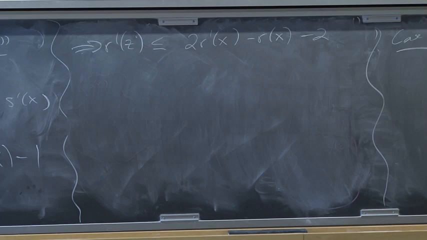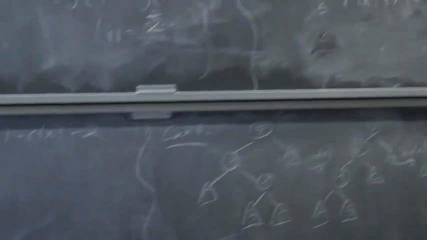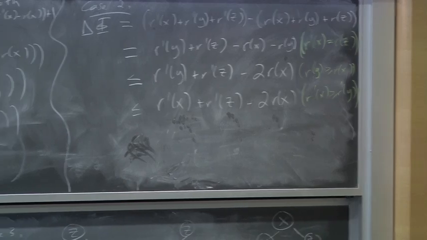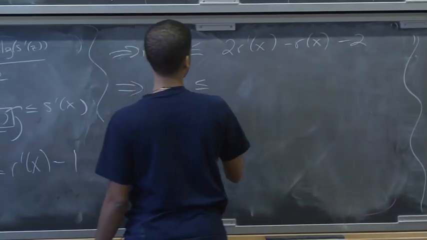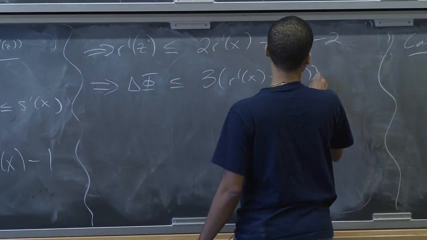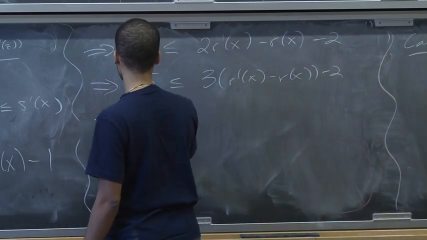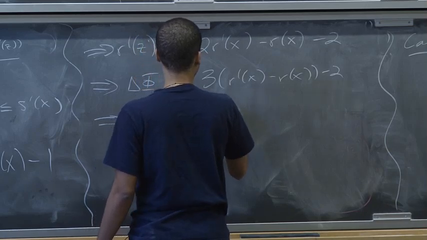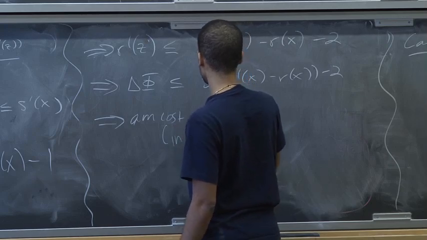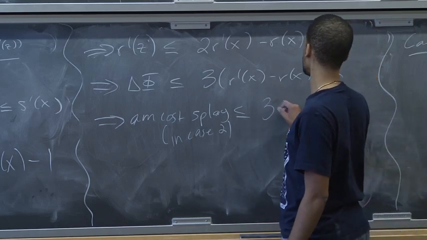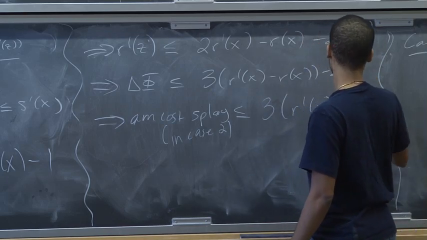Now we plug that in for r prime of z there. We get 3r prime of x minus 3r of x minus 2. So this all implies that delta phi is at most 3 r prime of x minus r of x minus 2, which, as I said before, implies that the amortized cost of Splay in case 2, anyway, and it's also going to be true for case 3, is at most 3 times r prime of x minus r of x.